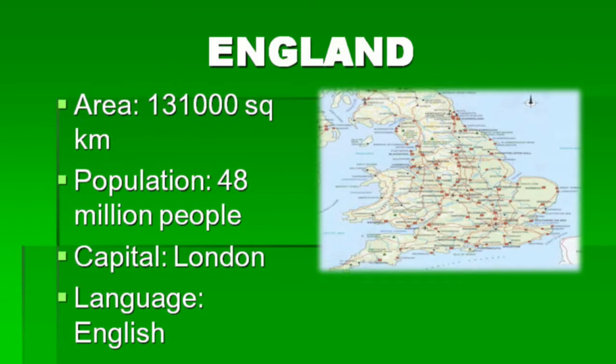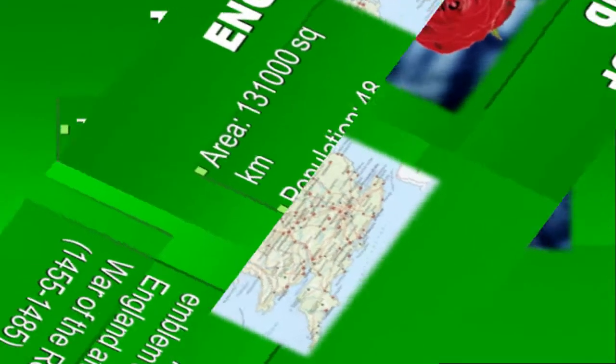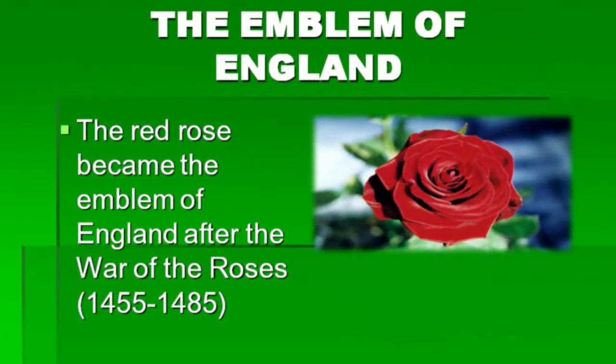So, and pay attention to England. Its area you can see on the slide. The population of England is 48 million people. Capital London. Language English. And as everybody knows, the emblem of England is the red rose that became the emblem of England after the War of the Roses.